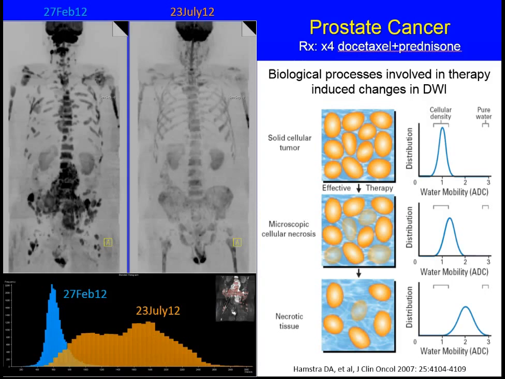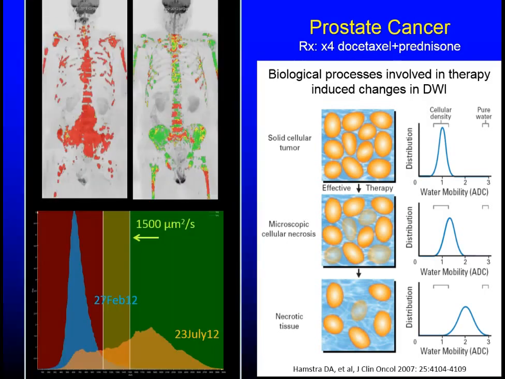There's a shift of the histogram to the right. I think this is shown better on this particular diagram, where we can see the prior histogram and the post-treatment histogram. And that shift is related to cell kill, which is shown here stylized on this graphic on the right. We can then take this data and back project it on the pre and on the post-treatment scans, and you can see where the patient is responding.